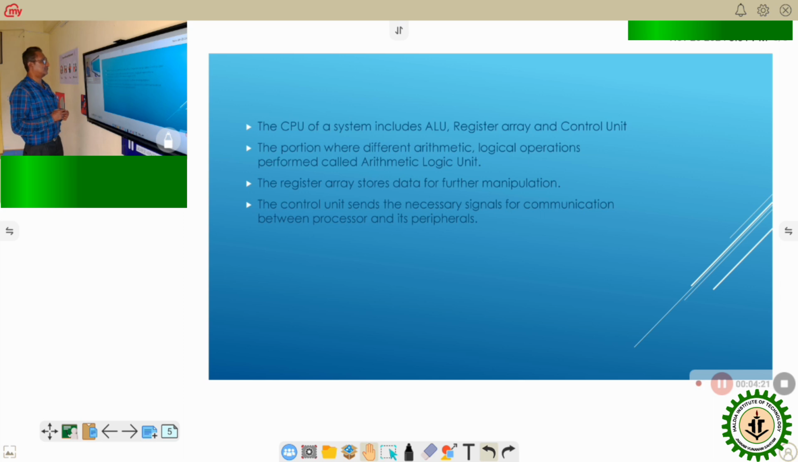The register stores data for further manipulation. So the data which we use for different purposes, when we need some manipulation or when we need some particular data among different data, that data is stored in the register array. The control unit sends necessary signals for communication between the processor and peripherals.